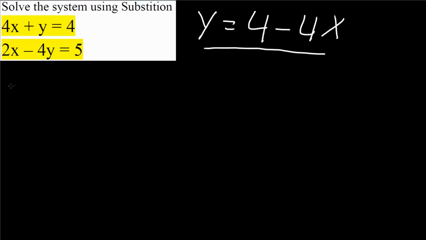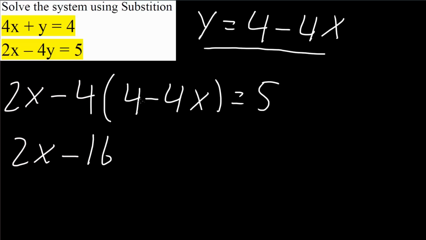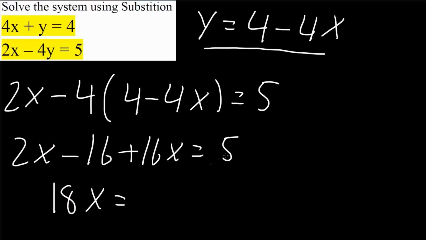And so what we will get here is 2x minus 4 parentheses 4 minus 4x, is equal to 5. And now we will multiply this out. We would get 2x minus 16, because minus 4 times 4 is minus 16. Minus 4 times minus 4x will be plus 16x, is equal to 5. Now we will group. So 2x plus 16x is 18x is equal to 5 plus 16. So that would be 21.